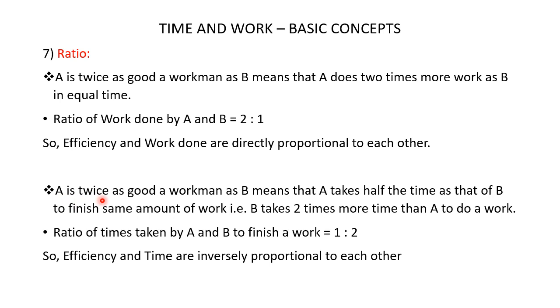A is twice as good a workman as B means that A takes half the time as that of B to finish the same amount of work. That is, B takes 2 times more time than A to do the work. So ratio of times taken by A and B to finish the work is equal to 1:2. So efficiency and time are inversely proportional to each other. So more efficient the person, less time taken by him to complete the work.